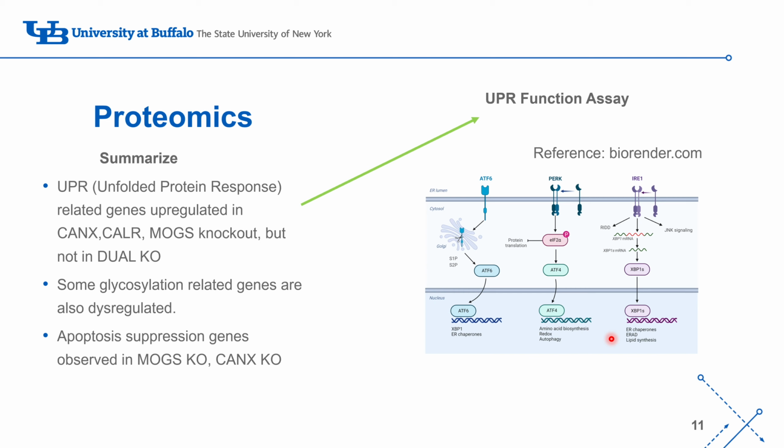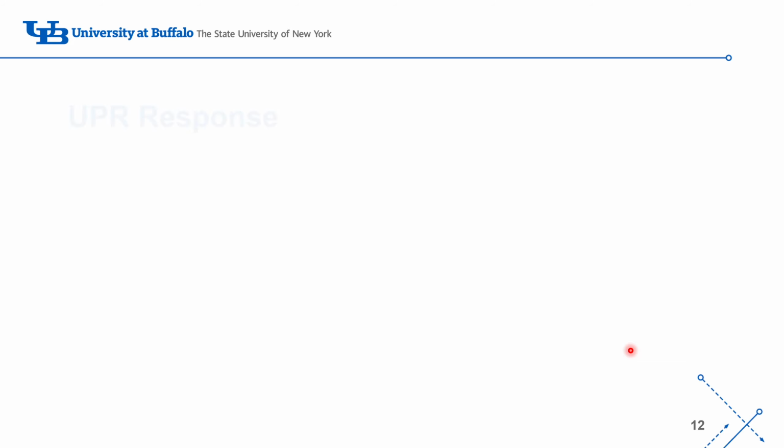And in literature, we are able to find two reporters that can be used to measure whether the cells have ER stress or not. So we have used this ATF4 reporter and XBP1 reporter.